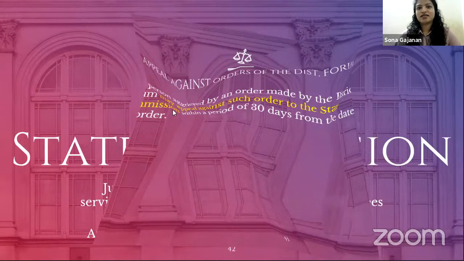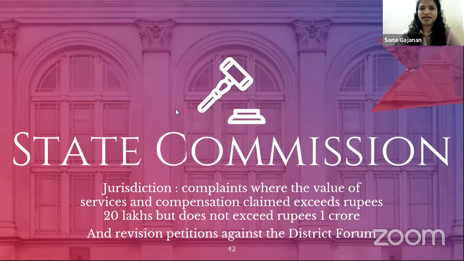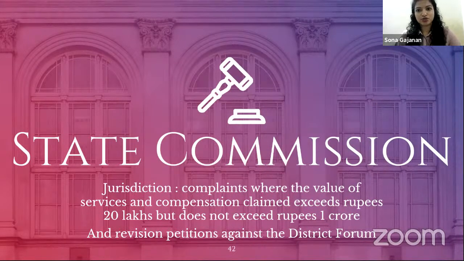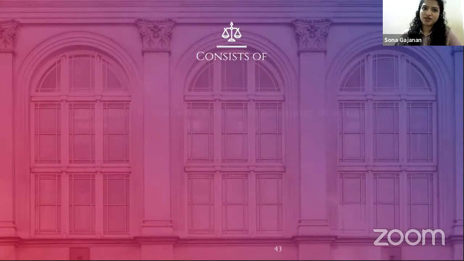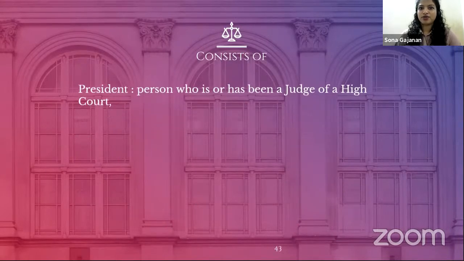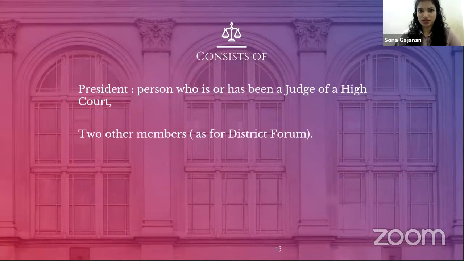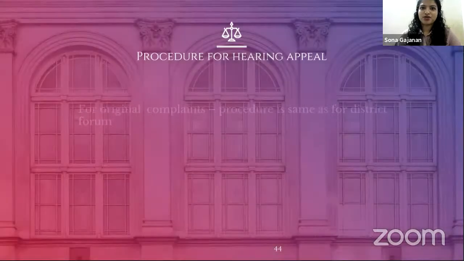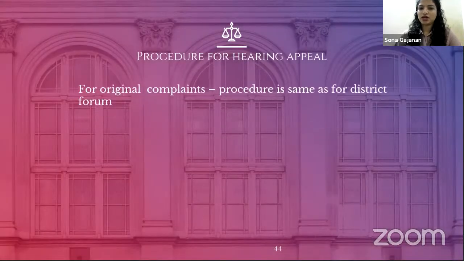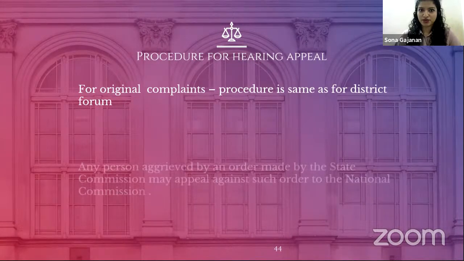So coming to the state commission. The state commission has jurisdiction over goods and services from 20 lakhs, but not exceeding rupees 1 crore. It also takes petitions against the district forum. What does it consist of? Again, it consists of a president, who is or has been a judge of a high court, and 2 other members, similar to the district forum. The procedure for hearing the appeal or original complaint is the same as for the district forum.